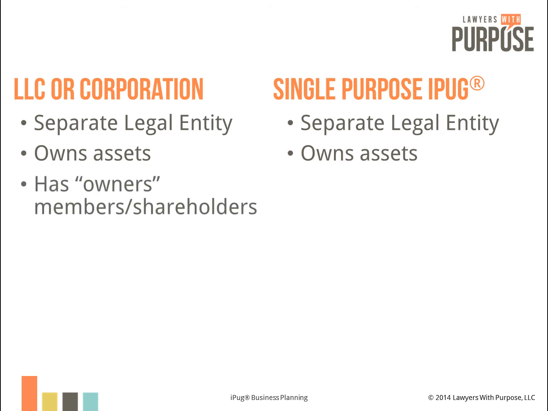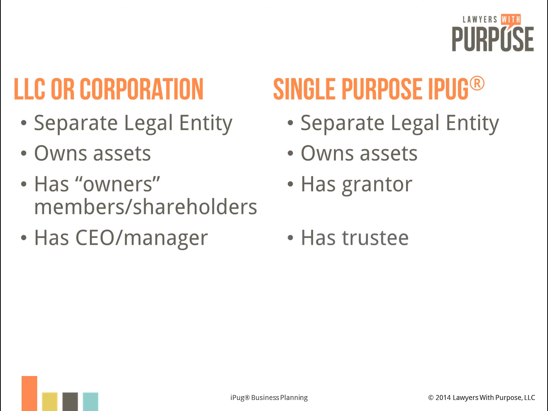An LLC or corporation has owners, and those are typically referred to as members or shareholders. A single-purpose IPUG has a grantor. The grantor is the owner for purposes of an IPUG strategy. The LLC or corporation has a manager or CEO. The single-purpose IPUG has a trustee, and just like the same person can own and run a business with an LLC or corporation, the same person can be both the grantor and trustee for a single-purpose IPUG.